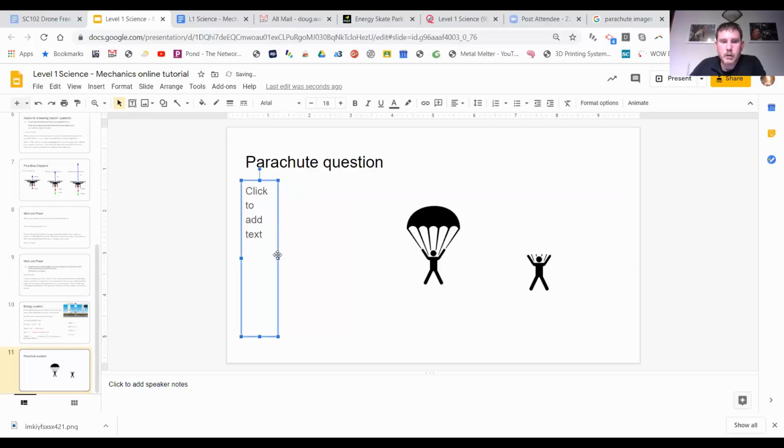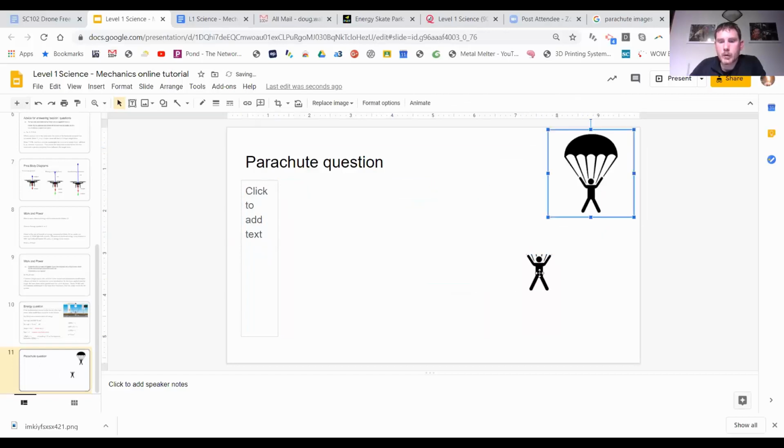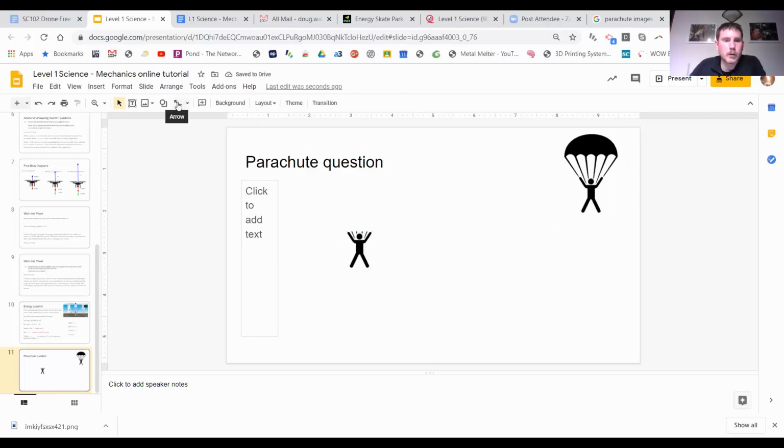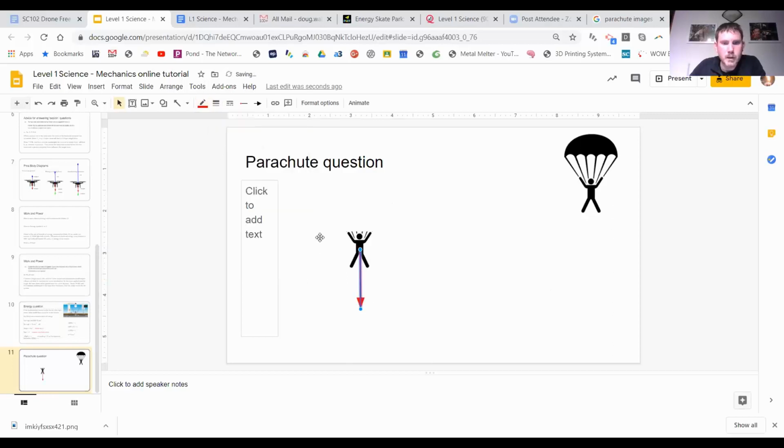I've taken 2 images. So this one is with a parachute and this one's without. We're going to start off without the parachute. So the person's jumped from the plane, and we're going to have a little look at what goes on with the forces there. So let's get our weight arrow drawn up. Again, I'm drawing it from the center of the object and it's going downwards. I'll make that a little bit thicker, and I think we used red last time for weight.